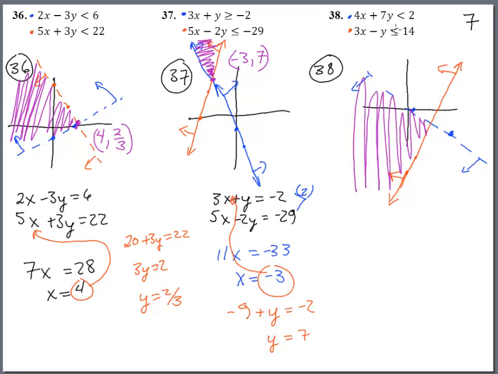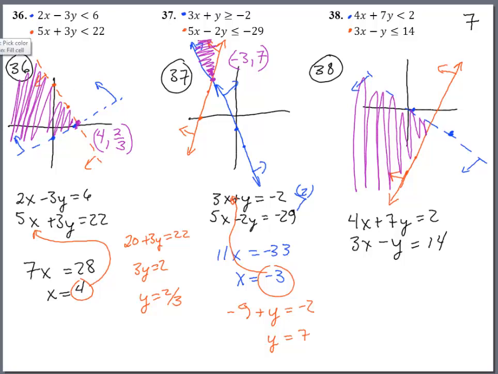You'll notice that 0, 0 will work in both of them. 0 plus 0 is less than 2, and 0 plus 0 is less than or equal to 14. So we've got the right region colored. And now we need to solve this system of equations. 4x plus 7y equals 2. That'll give us the blue line. And 3x minus y equals 14. That's everything on the red line. So that'll help us to find that little point right there.